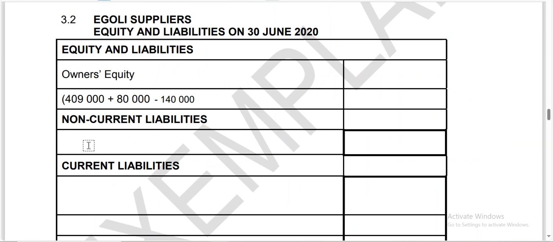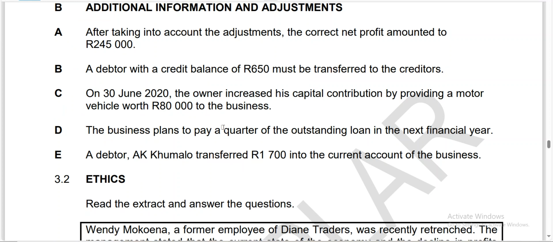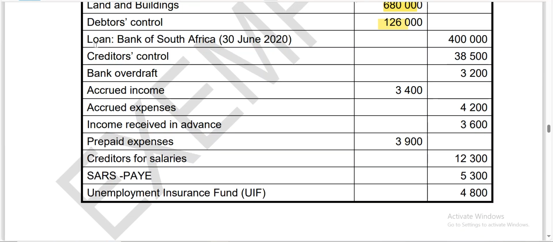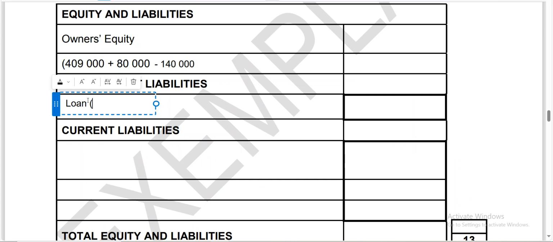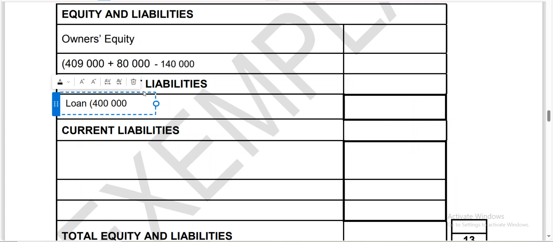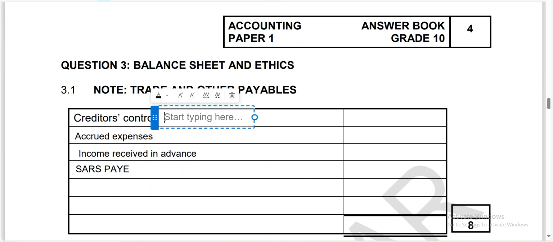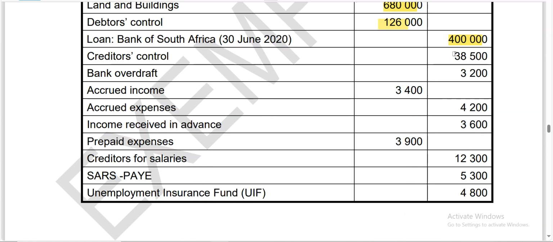So what we are going to do, that loan, we can include it under long-term loan, remember. So it's going to be loan, and then the amount from our trial balance for the loan is 400,000. Okay, and they've given you the date, meaning that is our closing balance. And then from there we have our creditors control for 38,500. So let's check if it's here. Creditors control, I'm going to put it here as 38,500. And then after that we have our bank overdraft for 3,200.